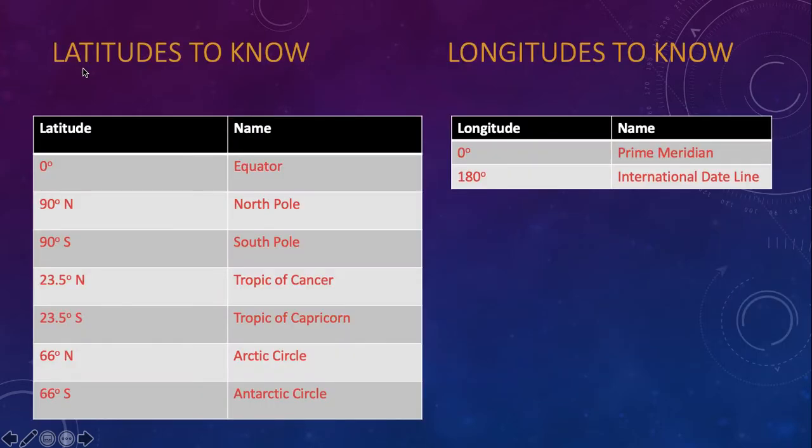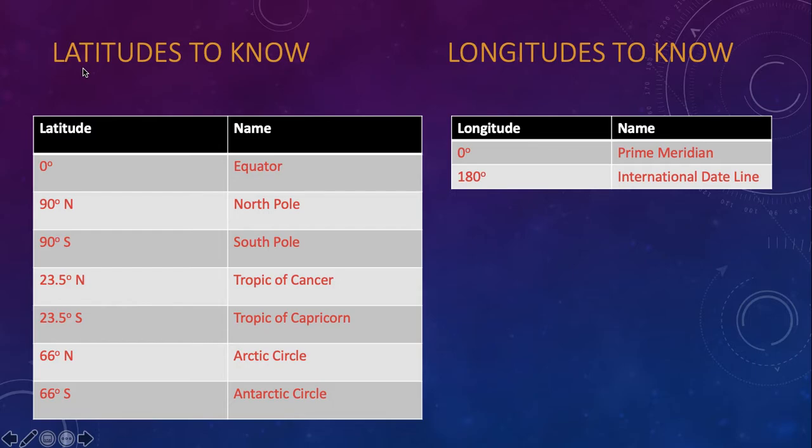Some latitudes to know. 0 degrees latitude is the equator, 90 degrees north is the North Pole, 90 degrees south is the South Pole. 23.5 degrees north is the Tropic of Cancer, 23.5 degrees south is the Tropic of Capricorn. Between those is the equator, and the whole area between the tropics is tropical. And then above 66 degrees north is the Arctic Circle. Above that is kind of the polar region, and 66 degrees south is the Antarctic Circle, and below that is also the southern polar region.